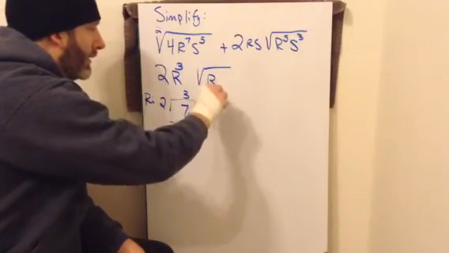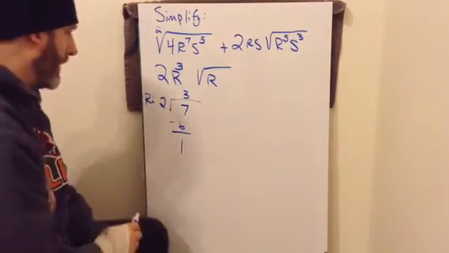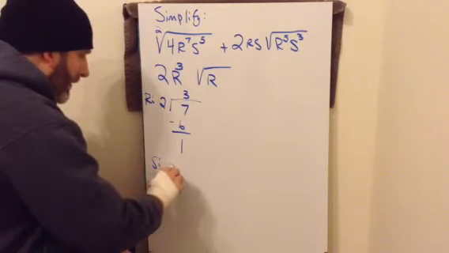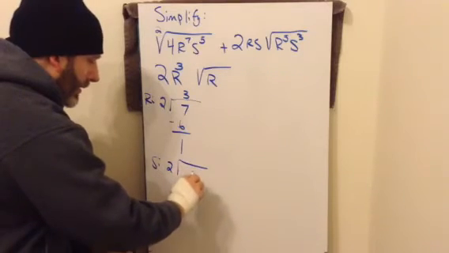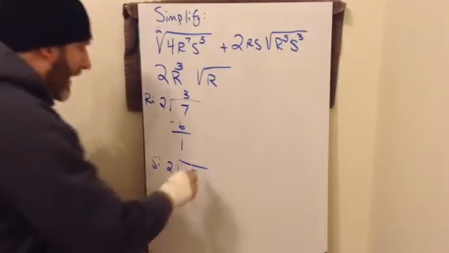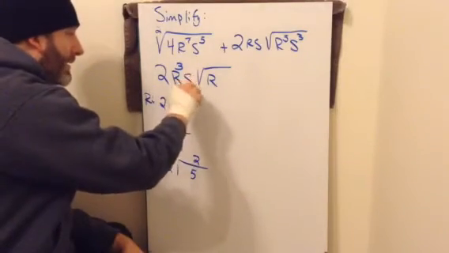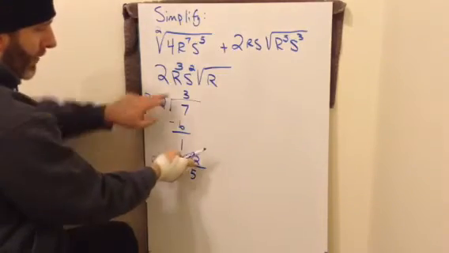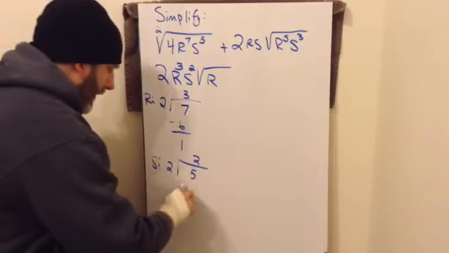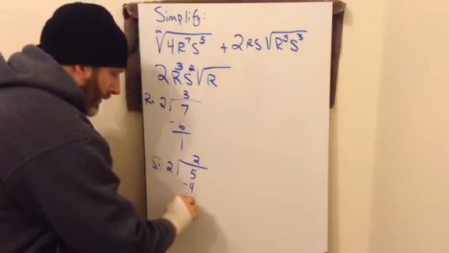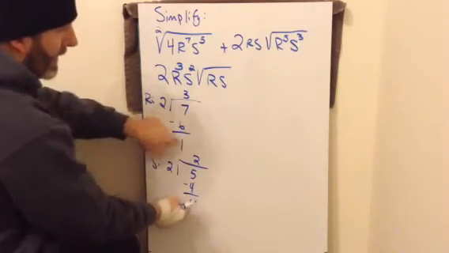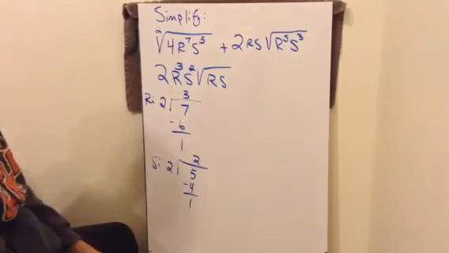Well, if I repeat that idea for the s, we're going to have 2 dividing into 5. Well, 2 goes into 5 2 times. That tells me I have an s squared. Remember, this number here is the power on the variable outside. 2 times 2 is 4. So we subtract 4 from 5, we get 1. So we have an s inside. These numbers represent the power on the variable inside.